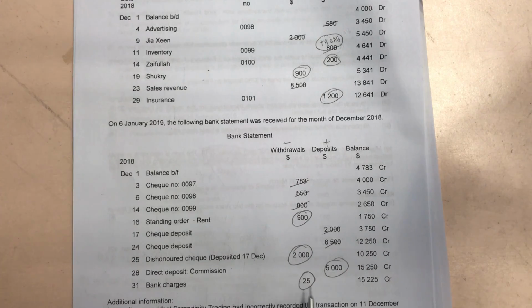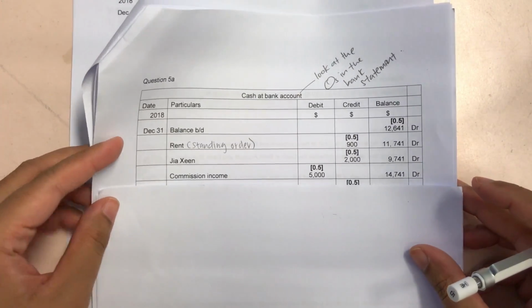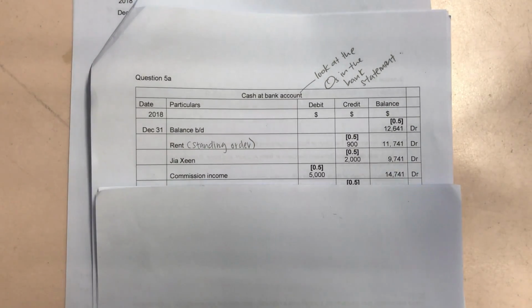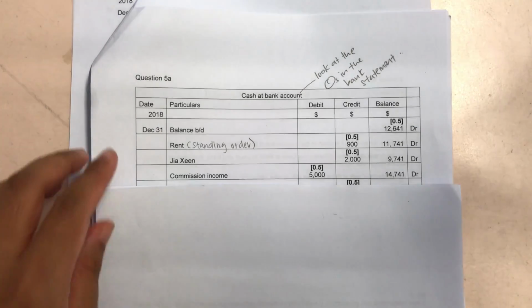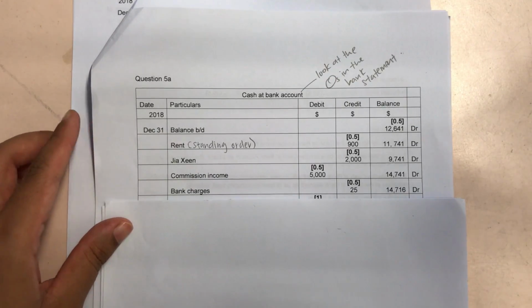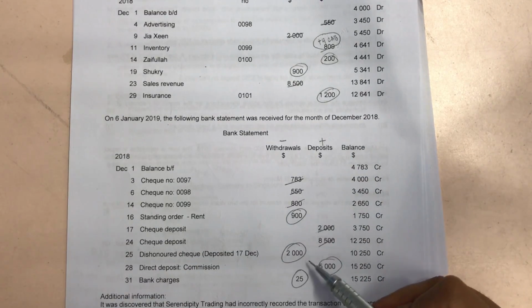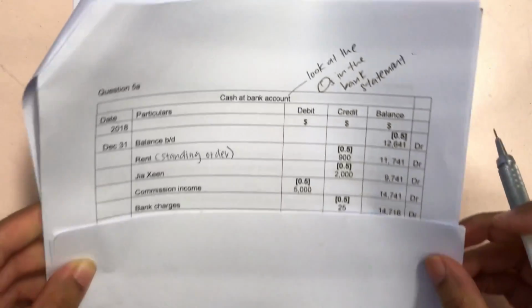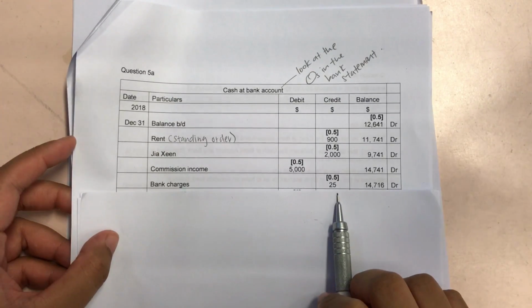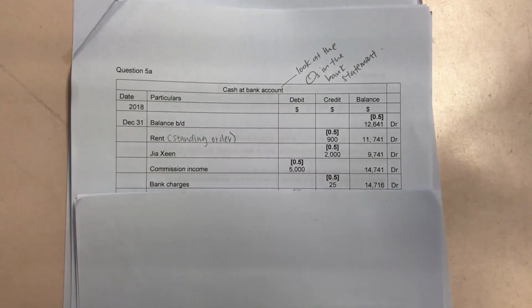Next one, commission. I have received $500 commission, but I have not recorded it. So right now, I will record the commission income, $500. Bank charges are $25. If you go back to your bank, there is a $25 bank charges which we have not recorded. So I will credit my cash at bank account.